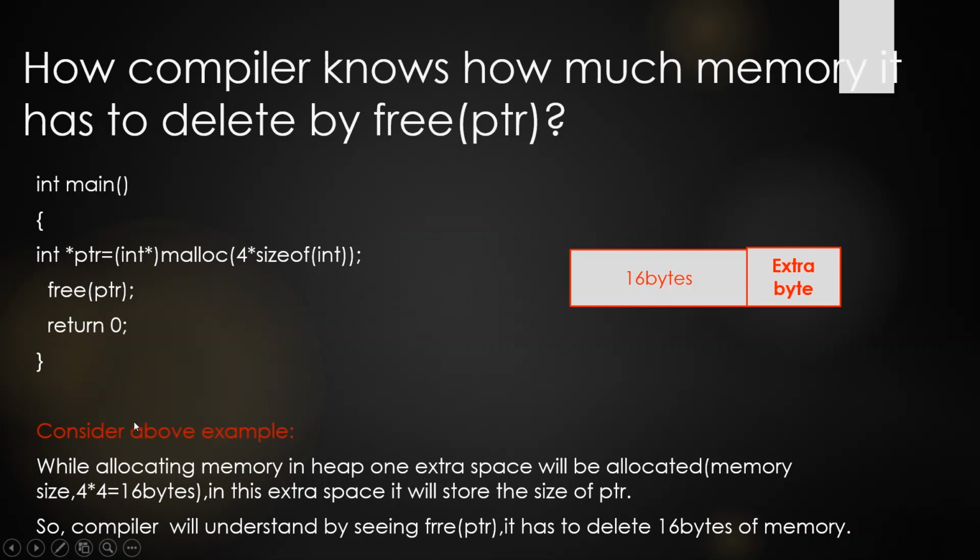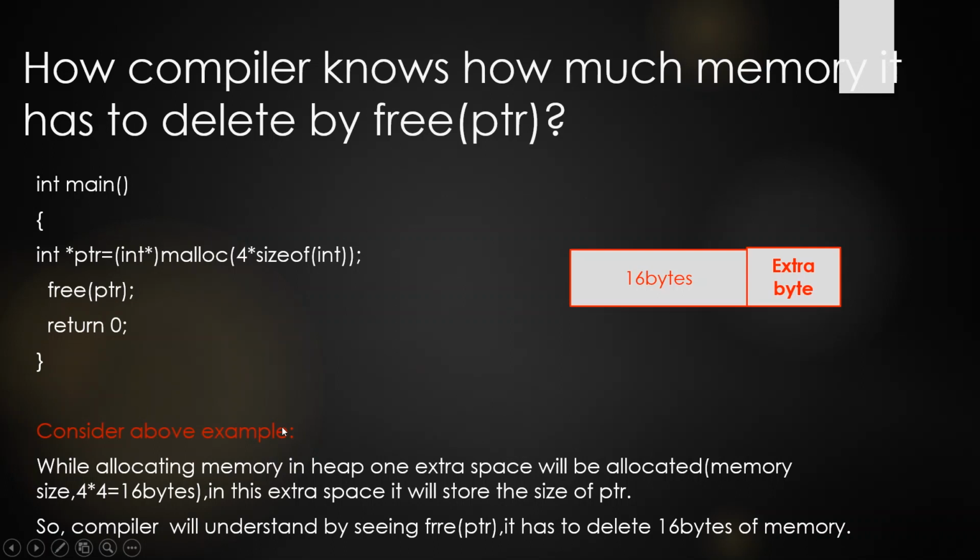Consider the above example. While allocating memory in the heap, one extra space will be allocated, meaning an extra byte of memory size. Consider 4 into 4, which is 16 bytes. Clear? In this extra space, it will store the size of the pointer, meaning the size of the dynamic memory the pointer is pointing to. It will store the 16 bytes. Then the compiler will understand it has to delete 16 bytes of memory.